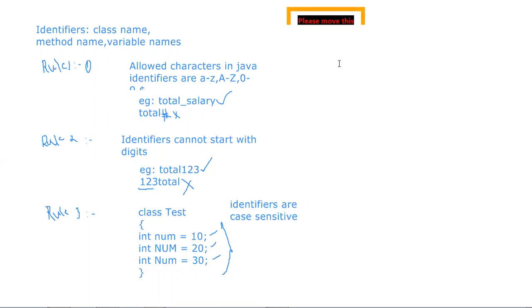So now, let's go to rule number 4. Rule number 4 states that for the number of characters that I can use in an identifier, there is no limit. That is rule number 4. I can use any number of characters in my identifier as a variable.